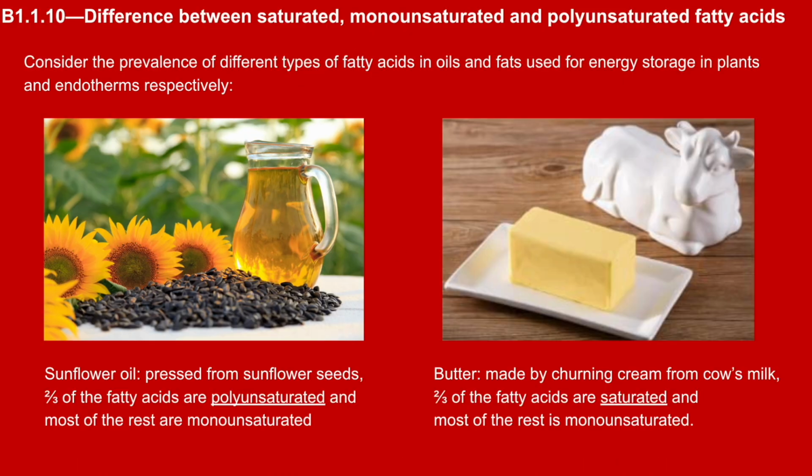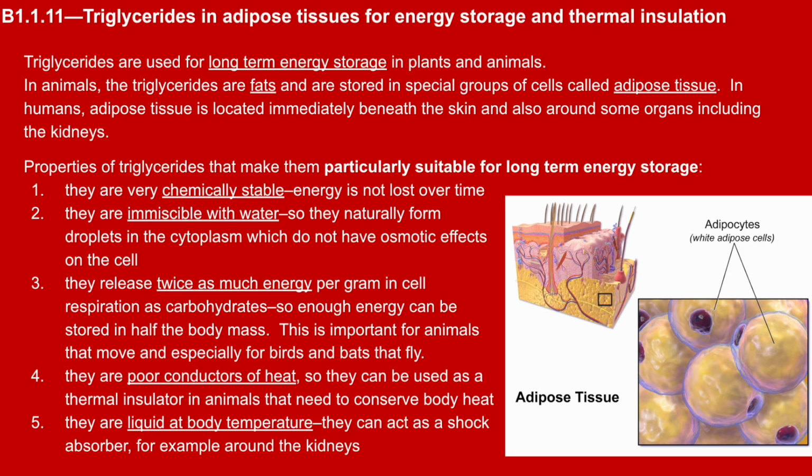Here's just a couple of examples. Sunflower oil: 2/3 of the fatty acids are polyunsaturated, the rest are monounsaturated, so no saturated fats. Butter, on the other hand: 2/3 of the fatty acids are saturated, most of the rest is monounsaturated, so it's going to be solid at room temperature.